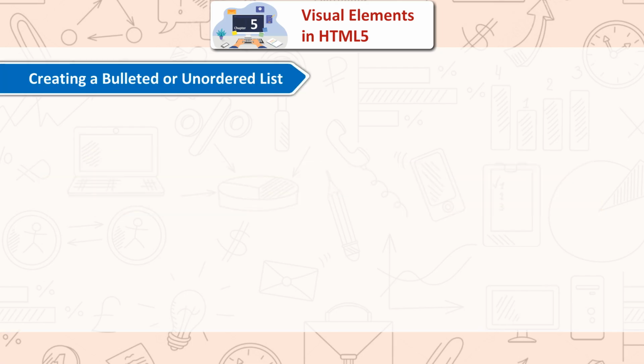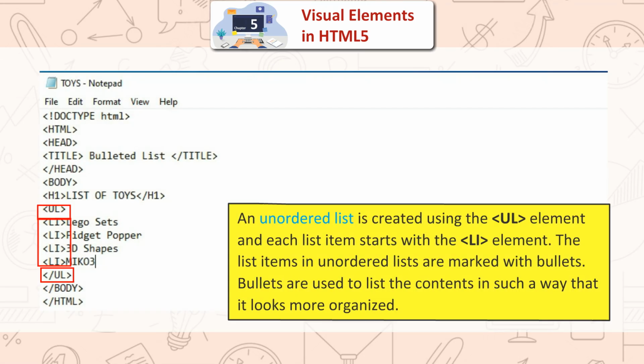Creating a bulleted or unordered list. An unordered list is created using the UL element, and each list item starts with the LI element. The list items in unordered lists are marked with bullets.